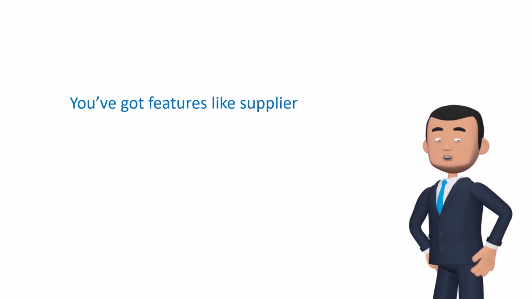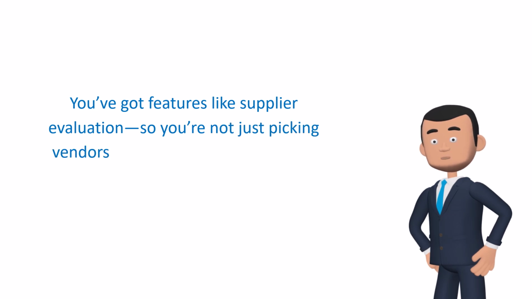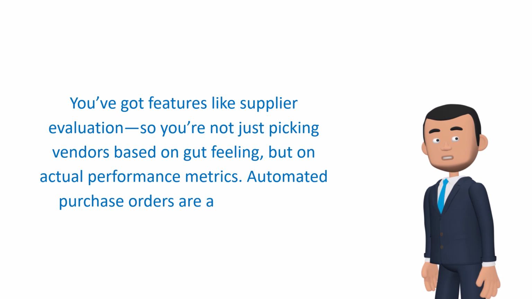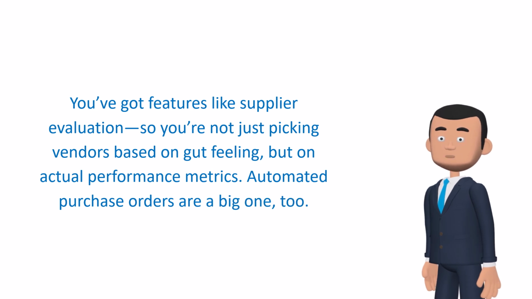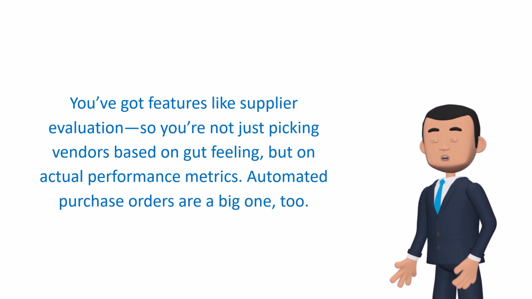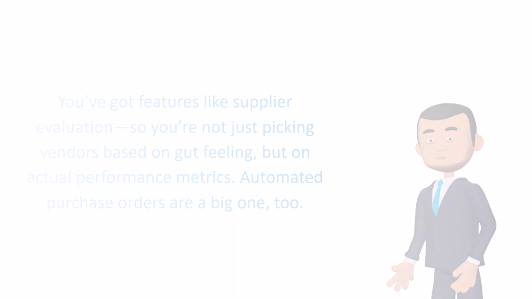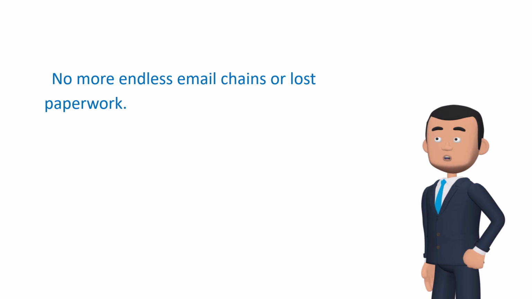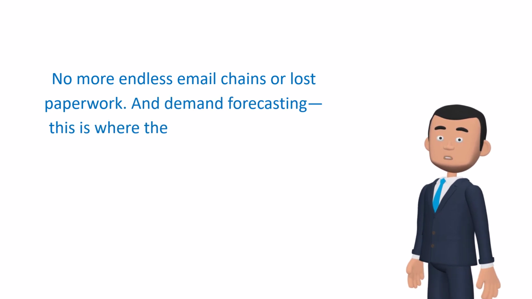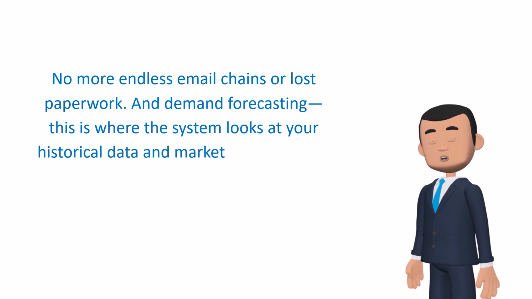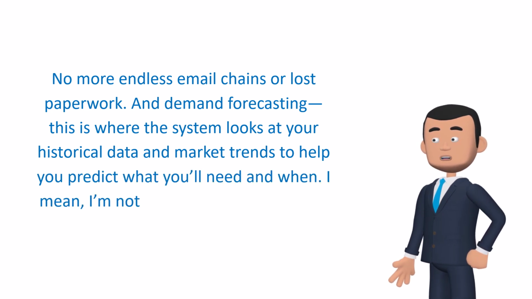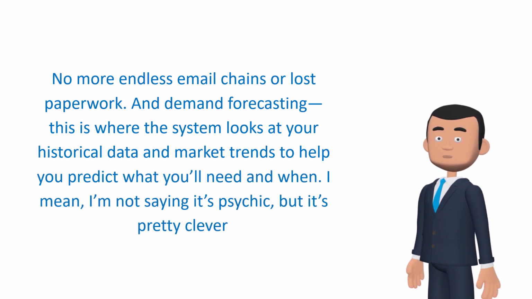You've got features like supplier evaluation, so you're not just picking vendors based on gut feeling, but on actual performance metrics. Automated purchase orders are a big one too. No more endless email chains or lost paperwork. And demand forecasting. This is where the system looks at your historical data and market trends to help you predict what you'll need and when. I mean, I'm not saying it's psychic, but it's pretty clever.